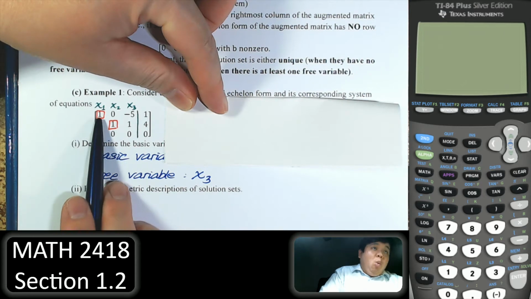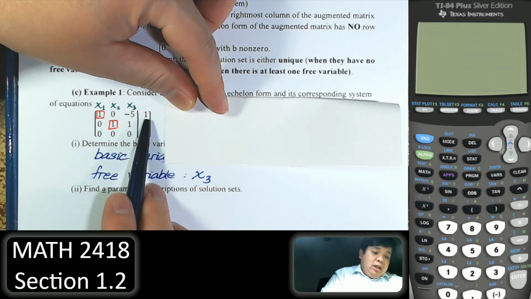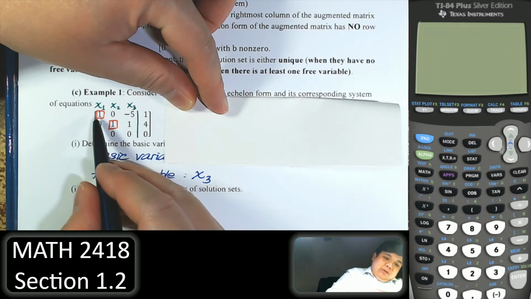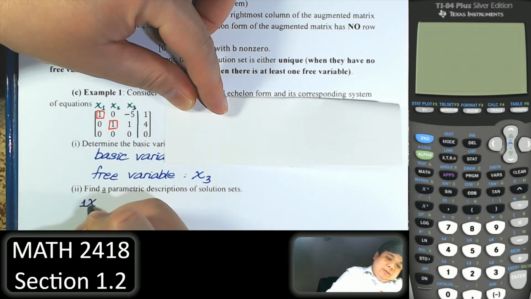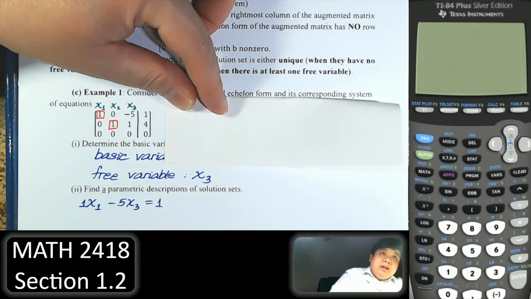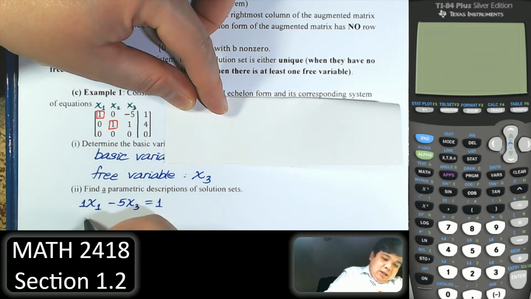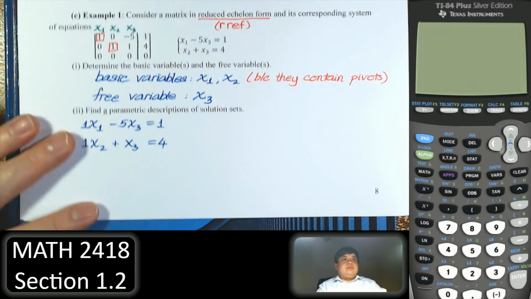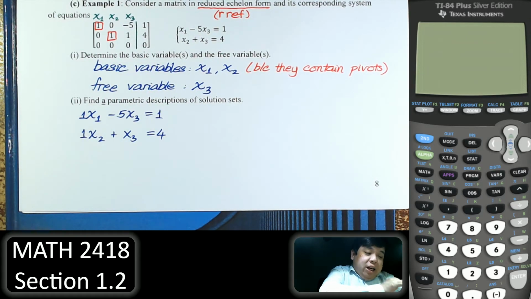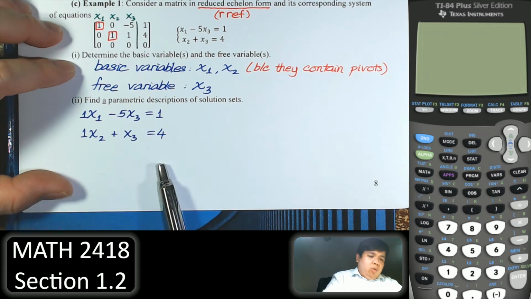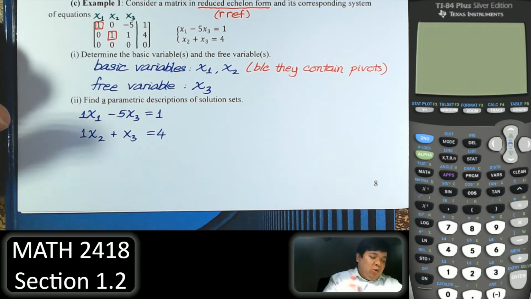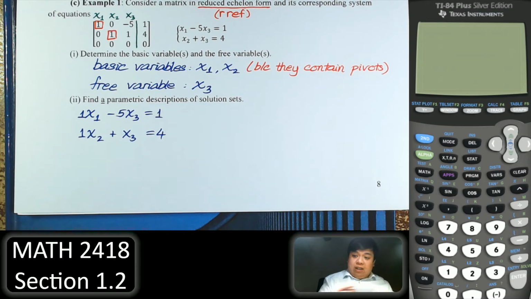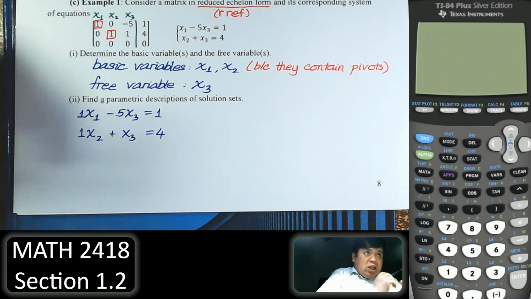And we just say 1x1 minus 5x3 equal to 1, right? So the first row, 1x1 minus 5x3 equal to 1. And the other one is 1x2 plus x3 equal to 4. Right? So when we write the matrix into this row echelon form, we reduce into these two equations. The last one is 0 equal to 0. That's not really an equation because there's no variable in that.